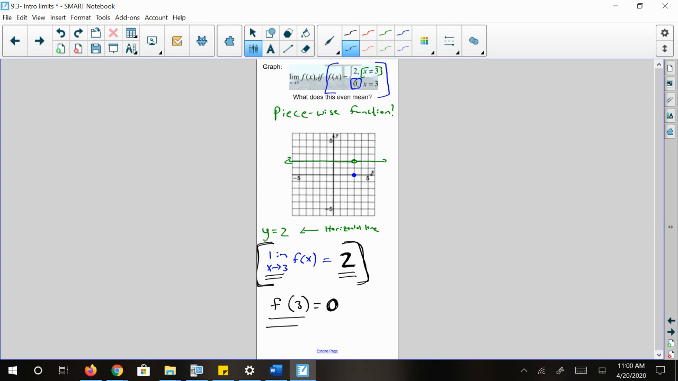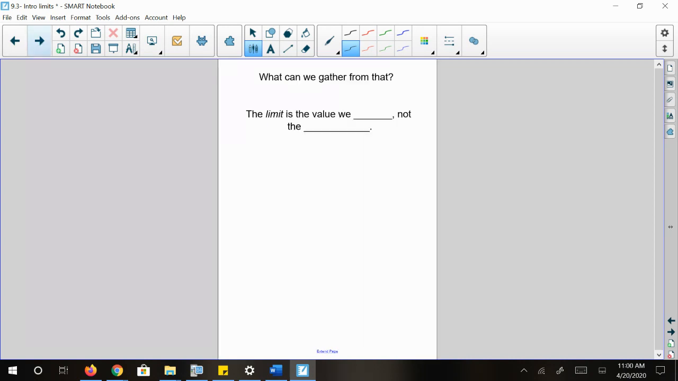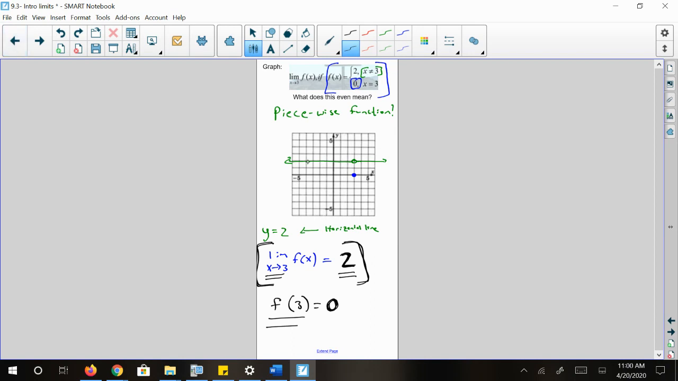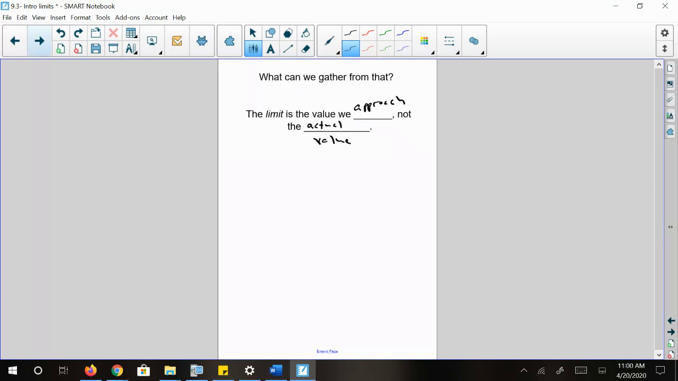All right? So what can we gather from that? Okay, the limit is the value we approach. It's not the actual value. Okay, and what I mean by that is in this particular case, we are approaching a value of 2 for y, even though the actual value at that point is 0. Okay, so we don't care about the actual value, we care about the value that we approach, which is why that limit in this case is not exactly what's happening at that point. Okay. All right.